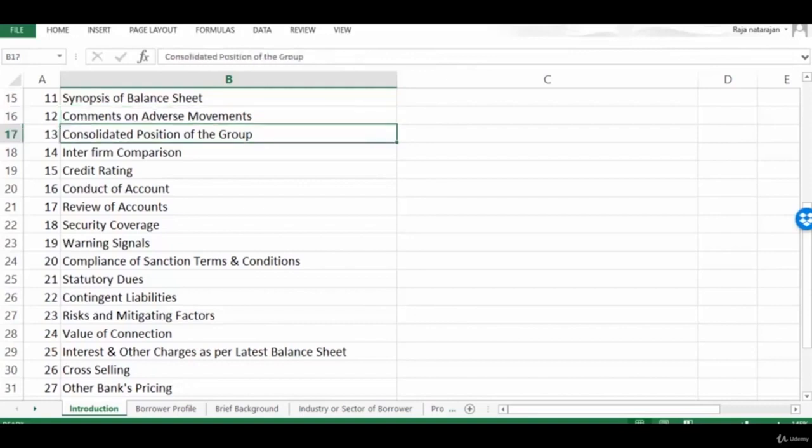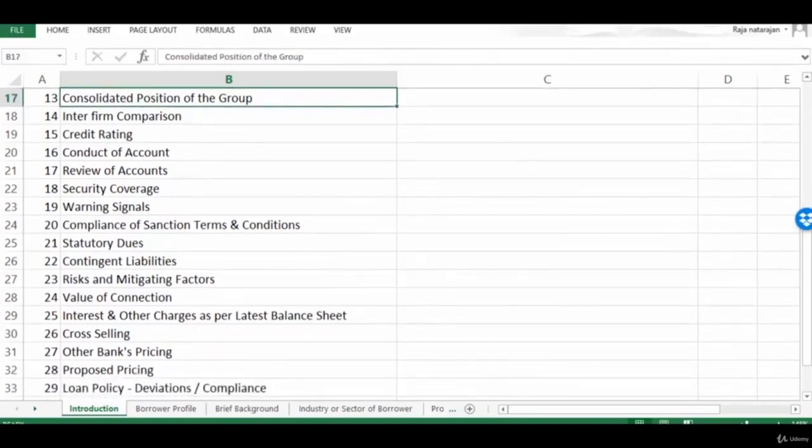Then a borrower is not seen standalone, because if a borrower is a part of a group, then the consolidated position of the group should also be discussed, because it is possible that the borrower may be doing well but the group is not doing well, and that could eventually pull that borrower down also. So the bank should take a calculated decision.